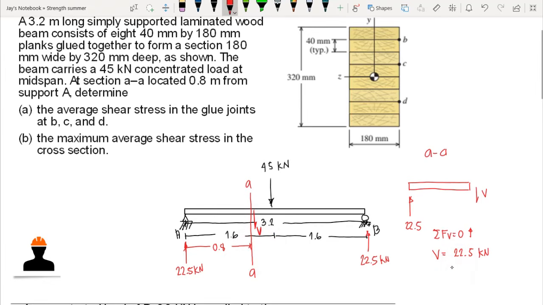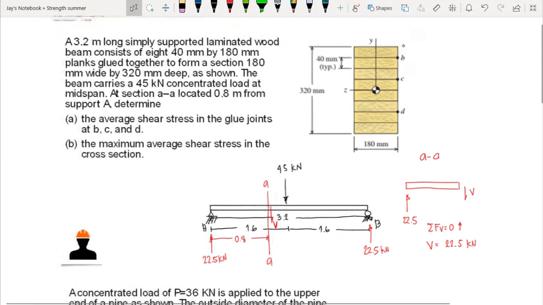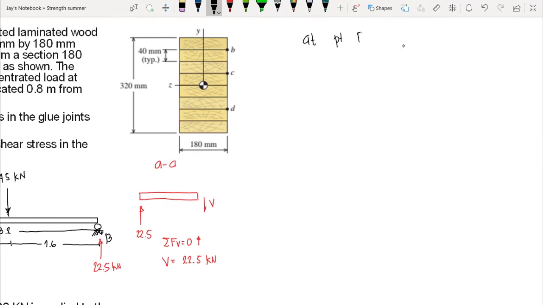So we have now our internal force at section AA that is 22.5. Now we can proceed to the average shear stress in the glued joint at B, C, and D. So we are asked to determine the average shear stress at these points. Let's try to solve point B first. Now we have the formula for shear stress that is equal to VQ over IB, correct? Now our V here is the internal shear which we have already computed. Now V is 22.5 kilonewton.